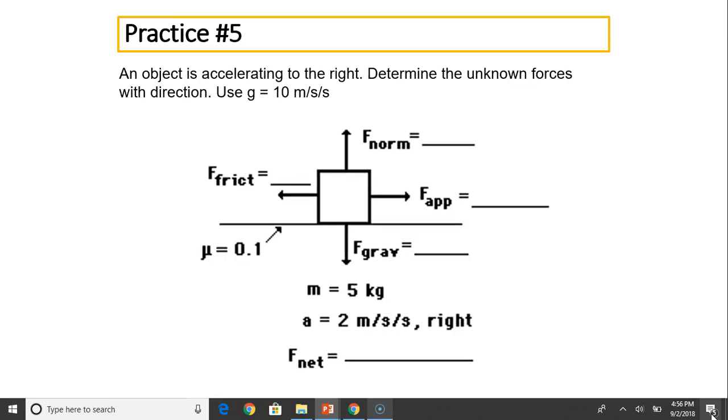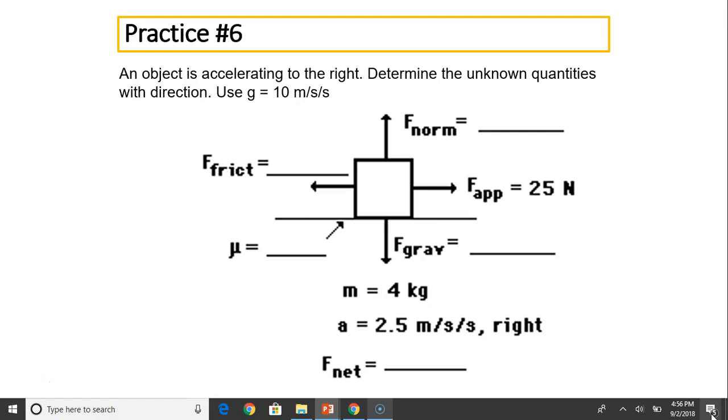Next question, I want you to try to do this question on your own. You can pause the video, then compare with the answer. So here are the answers. If you have a question, please ask tomorrow during the class. Here is the last one. Again, pause the video, try to do it on your own, then compare with the answer.